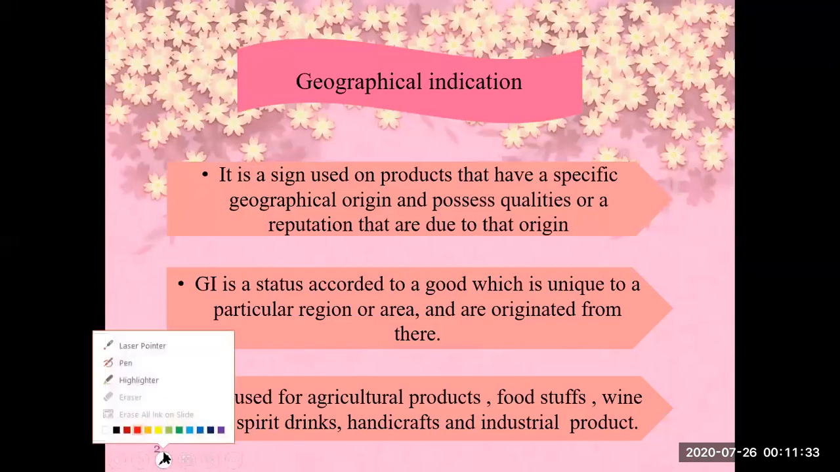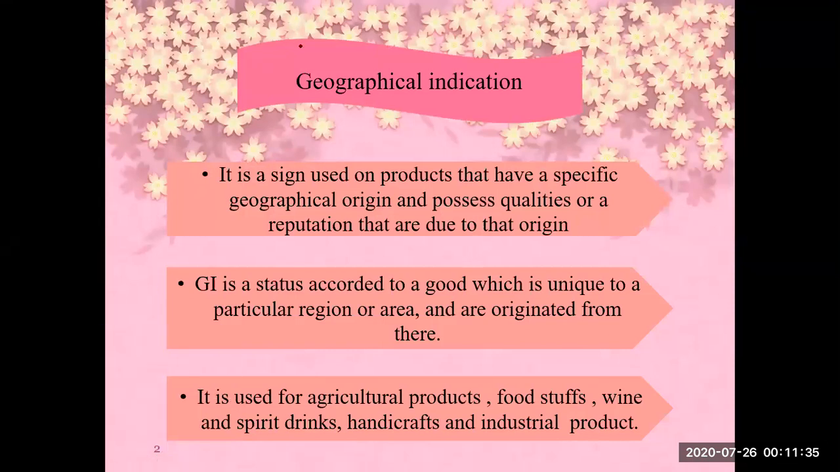You know that GI means geographical indication. That means whenever anything, a sign or a place or an origin, possesses the geography of that place, whenever a product possesses that geography, we call it a geographical indication. GI is a status accorded to a good which is unique to a particular region or area and originated from there.